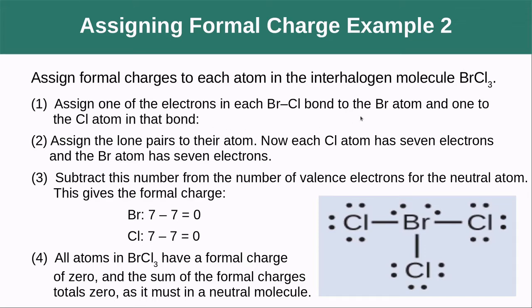If we look at a different example here, we have bromine trichloride. Again, we're going to start with bromine. We're going to form bonds to each one of the chlorines. We're going to start to assign one of the electrons or the lone pairs to each of their atoms. We're going to do it such that chlorine has 7 electrons and bromine has 7 electrons. We start to do our math for the formal charges this time, and we see that we get 0 and 0. And so they all have a formal charge of 0, which sums to the neutral species bromine trichloride.